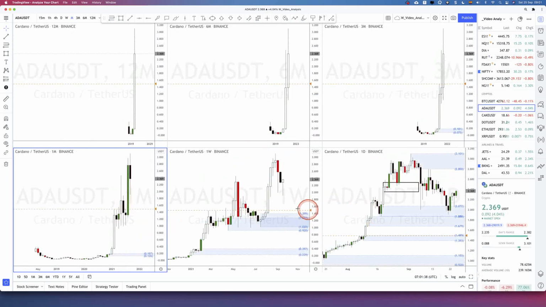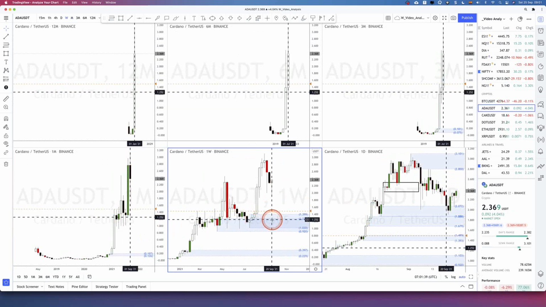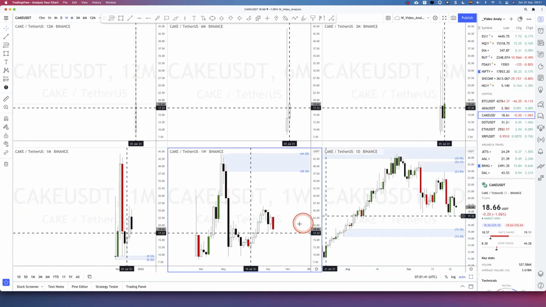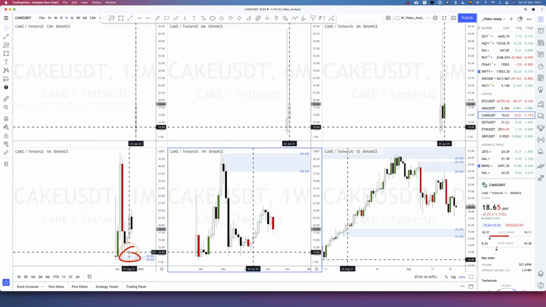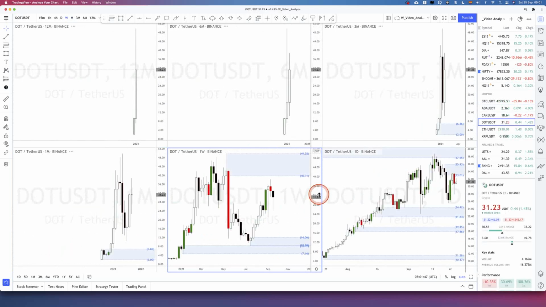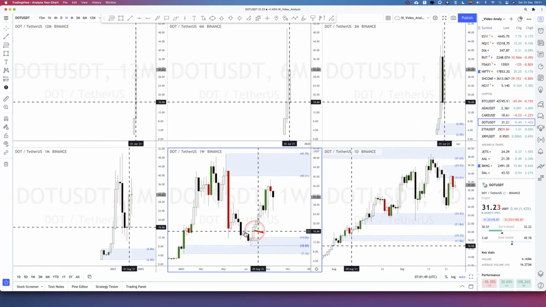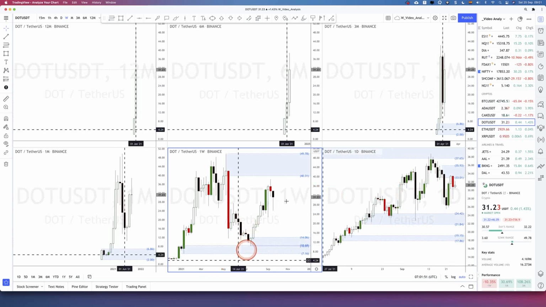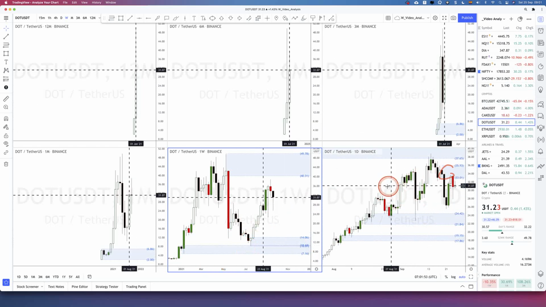On Cardano, brand new area demand over there. No retracement. Pancake, we have monthly demand level in control. The daily is in a downtrend, so waiting for new demand levels. On Polkadot, it did not retrace the weekly area demand. Waiting. The daily supply is in control right now.